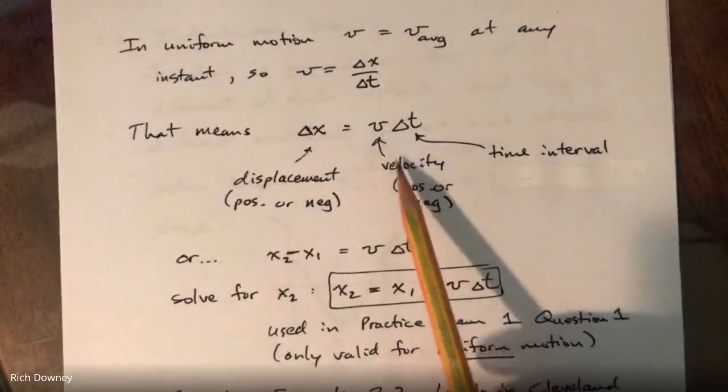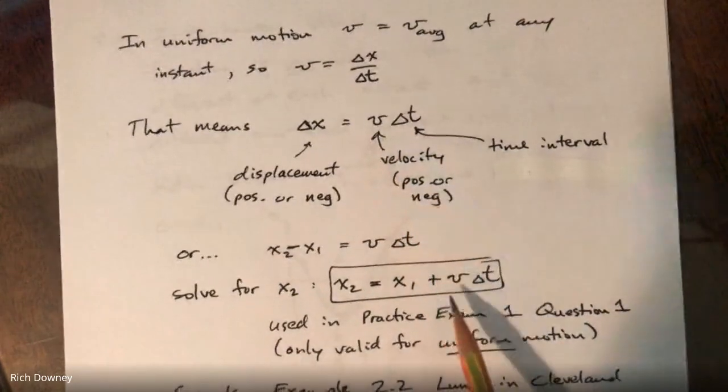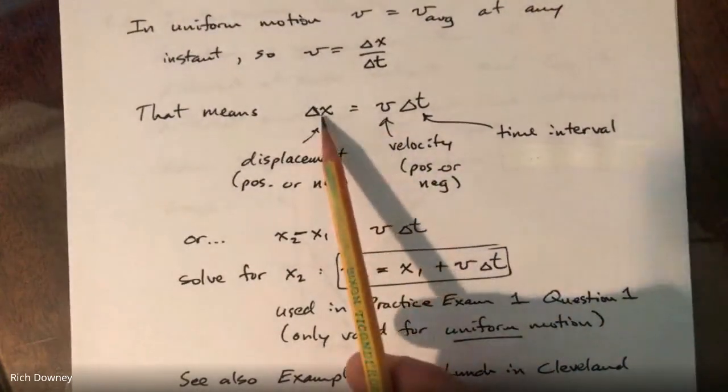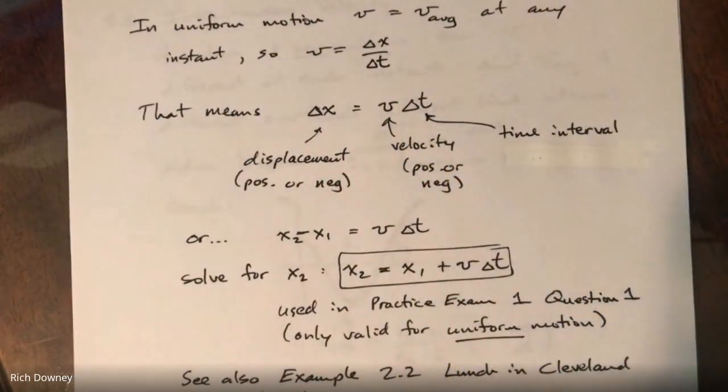And this velocity could be positive or negative, depending on the slope of that x versus t graph. And then the displacement would have the same sign as the velocity. Of course, the time interval is always going to be positive.